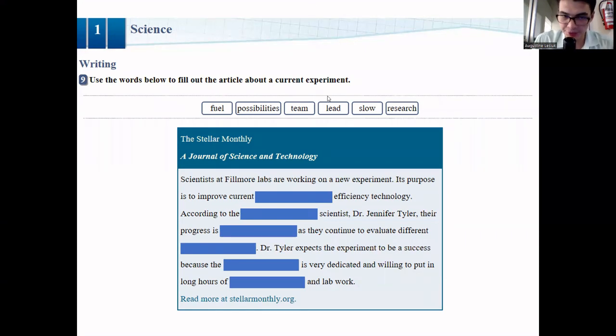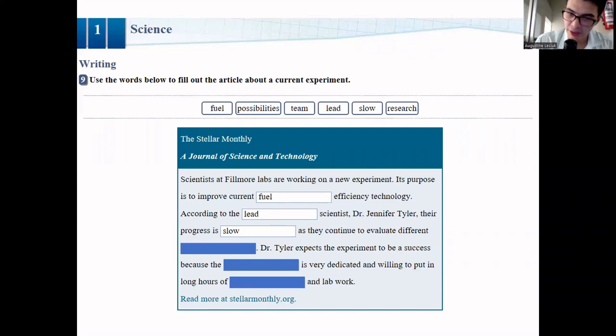All right, here are the answers. Scientists at Fillmore Labs are working on a new experiment. Its purpose is to improve current fuel efficiency technology. According to the lead scientist, or like the head scientist, the leader of the team, lead scientist Dr. Jennifer Tyler, their progress is slow as they continue to evaluate different possibilities.